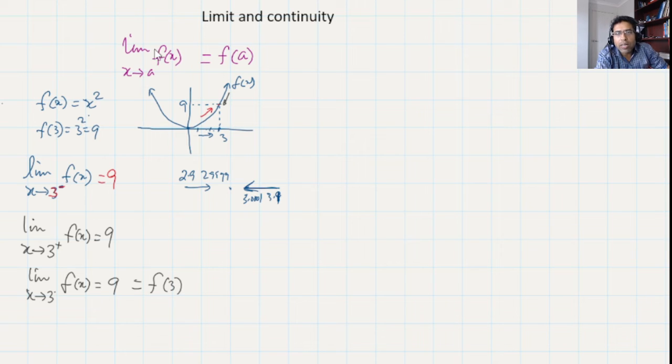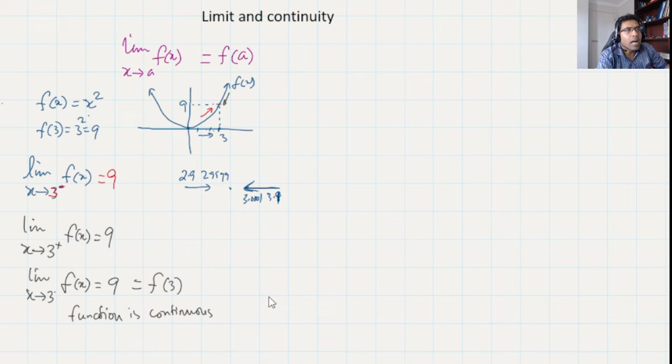So as per our condition, as I marked here, the limit when x approaches a, if it is the same as function of a, in this case x approaches 3 and it's the same as function of 3, then we know that the function is continuous. So we can now say the limit exists because they are the same, and the function is continuous. So I can define it as a continuous function.